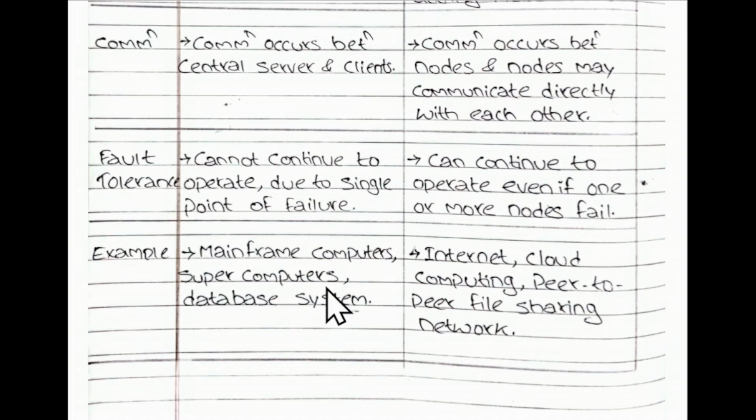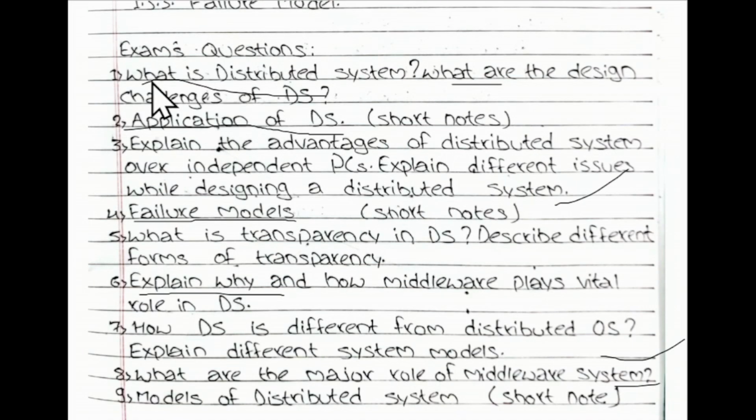Now let's discuss the past questions. Here are some questions that are asked in the exams. What is a distributed system? What are the design challenges of distributed systems? Application of distributed systems. Explain the advantage of distributed systems over independent systems. Explain different issues while designing distributed systems that we have already discussed. Failure model in short notes. What is transparency in distributed systems? Describe different forms of transparency.